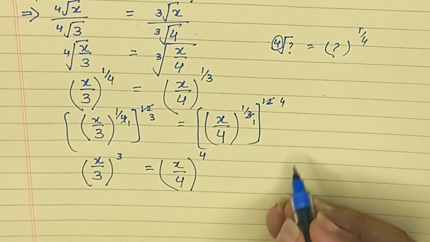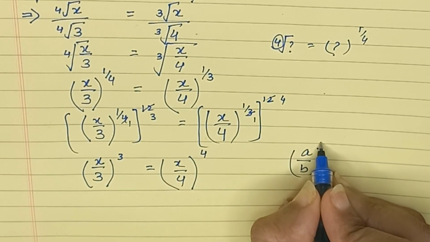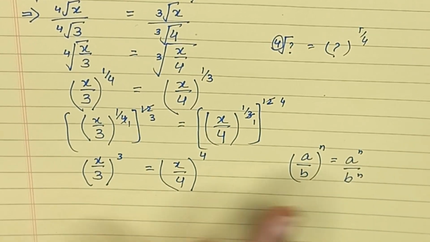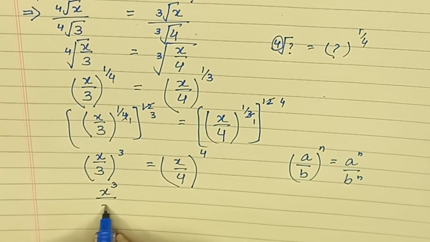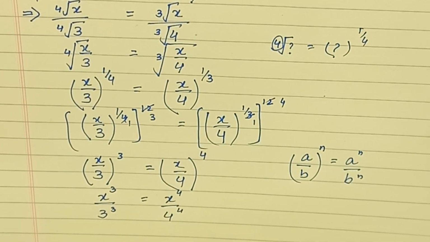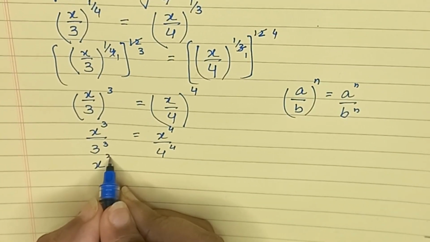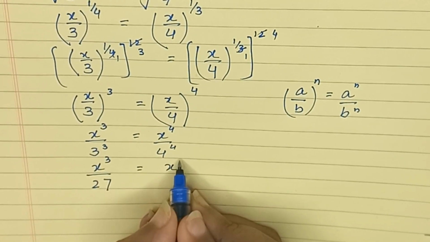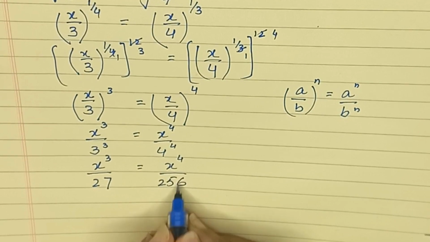So we know that if a divided by b whole power n, we can write it as a raised to the power n divided by b raised to the power n. So we will apply this exponential rule here. We can write it as x raised to the power 3 divided by 3 raised to the power 3, and x raised to the power 4 divided by 4 raised to the power 4. So 3 cubed means 27, and 4 raised to the power 4 means 256.